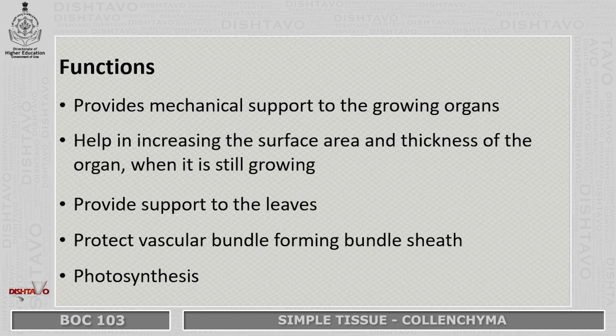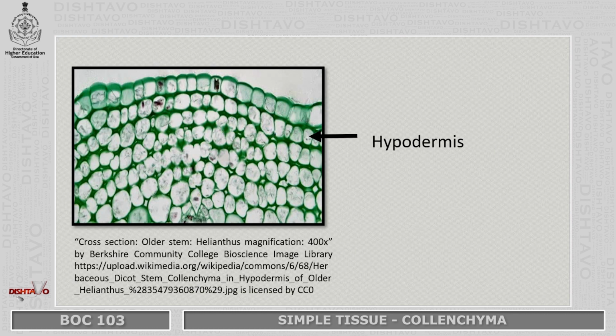Next, protection of vascular bundles. Sometimes you will find the vascular bundle surrounded by a collenchyma sheath. In those cases, the collenchyma is protecting the vascular bundle. Then we have the last function, photosynthesis. A few of the collenchymatous cells show the presence of chlorophyll pigment, and those cells are involved in the process of photosynthesis. Now in this particular section you can see the outermost layer is the epidermis, followed by a 2 to 3 layered hypodermis. This hypodermis is made up of collenchymatous cells.